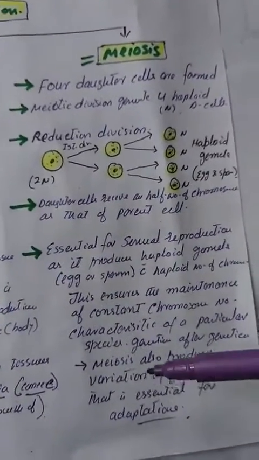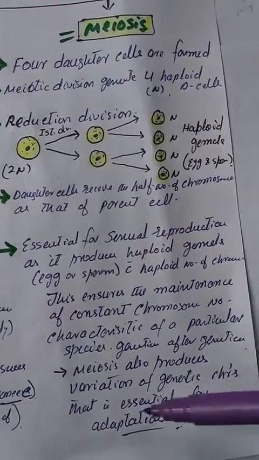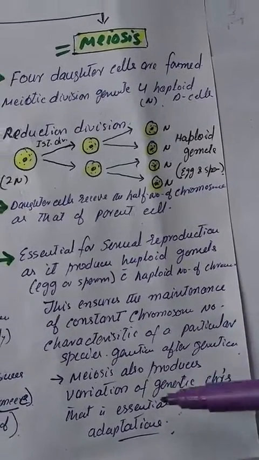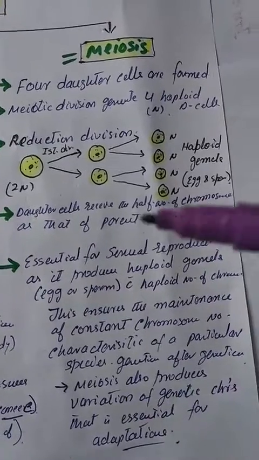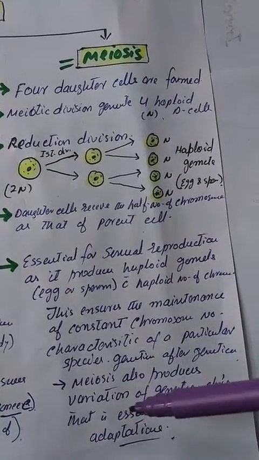Also, meiosis produces variations of genetic characters. These variations, which are produced during the meiotic cell division, are very essential for adaptation or evolution.